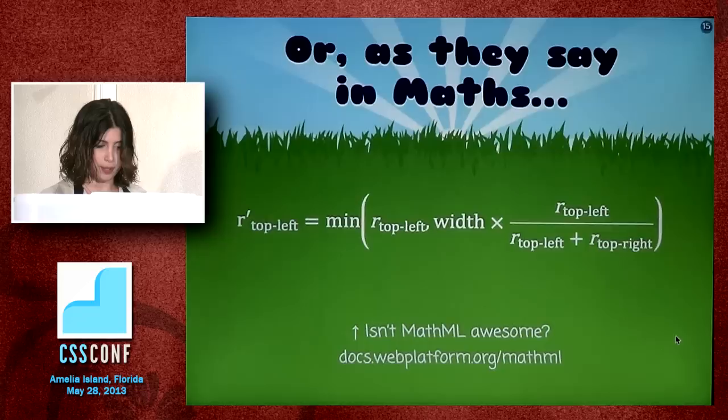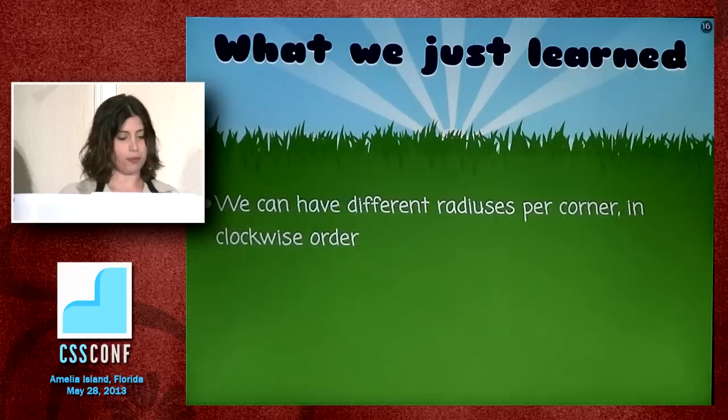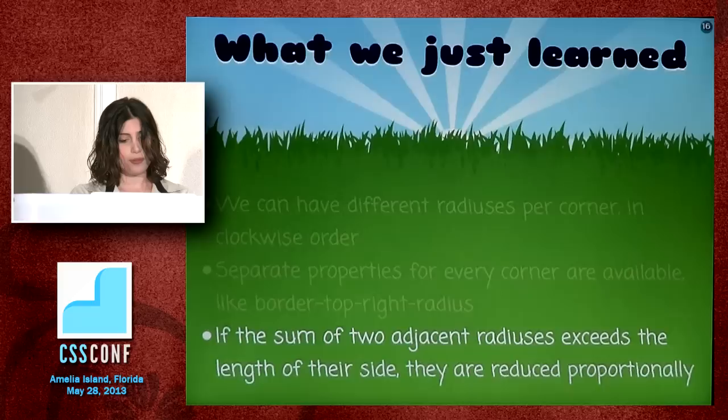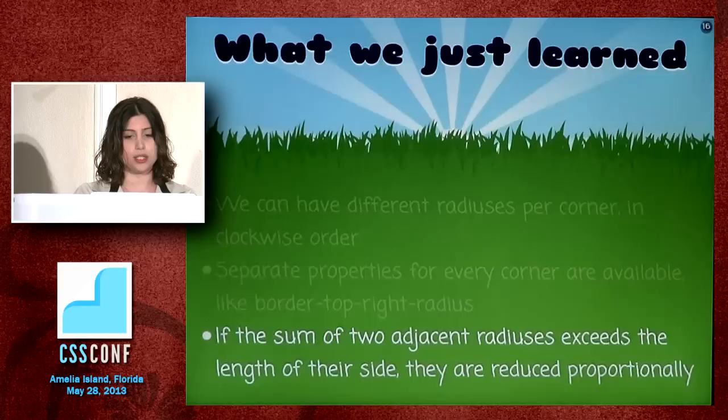And as a recap, what we just learned, or already knew, your mileage may vary. We can have different radiuses per corner in clockwise order. Separate properties for every corner are available, like border-top-right-radius. And if the sum of two adjacent radiuses, or radii, exceeds the length of their side, they're reduced proportionally, which is, I think, the most important thing to remember from this section.